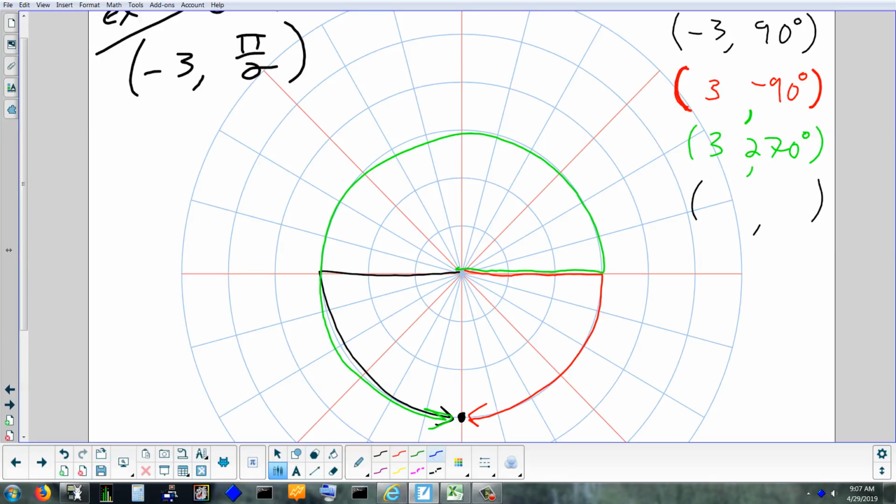There's one more way. We've got the negative, positive, positive, negative, positive, positive. We're looking for the negative, negative. Negative 3, negative 270. Let's try that. So left 3, and then negative 270 is bringing me around clockwise. Yep. So negative 3, negative 270.